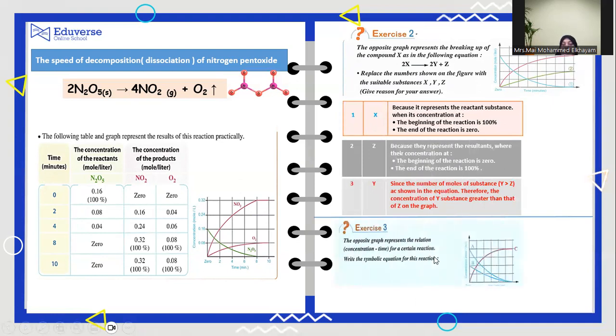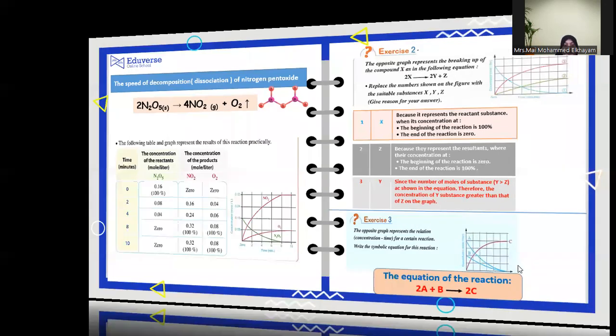Okay. Another one here: the opposite graph represents the relation for a certain reaction. Write the symbolic equation for this reaction. Here, as you can see, again at zero time, I have 2 reactants, A and B, but the concentration of A is double the concentration of B, while the concentration of C is the same as the concentration of A, and C, pay attention, is the product. So we can say that if I have 1 of B and 2 of A, therefore I have 2 of C also. Let's write it together. It will be 2A plus B gives 2C.